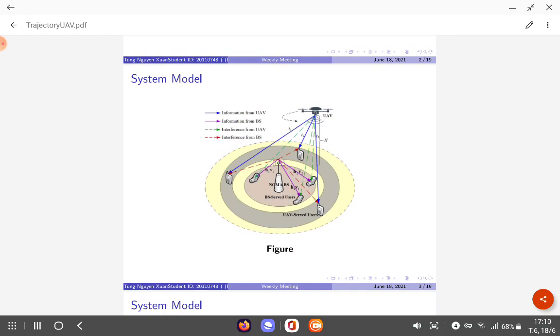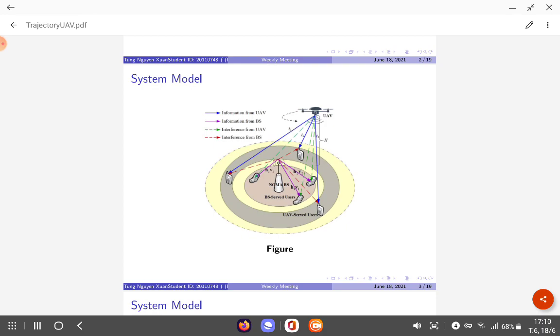We can see that we have an error of communication. The base station will serve all users, however, some users are far from the base station. To deal with this problem, the system will provide a UAV to serve users far from the base station. So it will cause interference between communication between the UAV and users served by the UAV and users served by the base station.